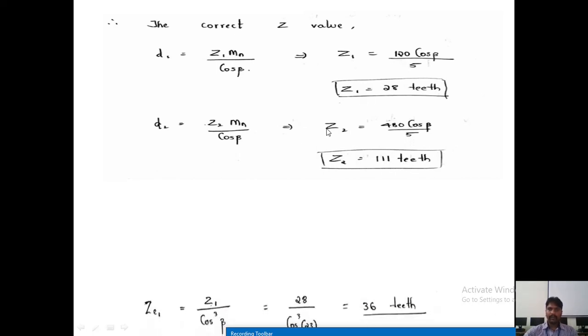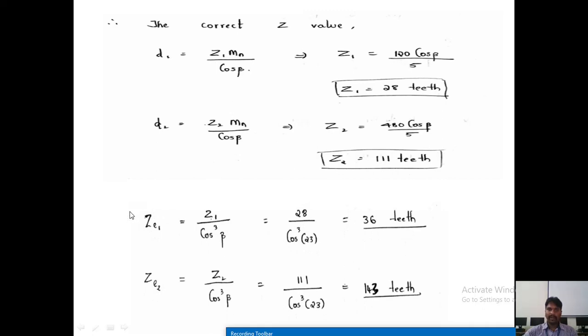What we actually require is the equivalent number of teeth on the helical gear. The equivalent number of teeth is given by the actual number of teeth on the spur gear divided by cos cube beta, where beta is the helix angle. This equation is available in the data handbook. Please refer to the data handbook for all these equations. So Z1 is known, divided by cos cube beta. So the equivalent number of teeth on the pinion is 36 teeth. This is the corrected value of teeth. ZE2 is equal to Z2 divided by cos cube beta. Z2 is known, 111 divided by cos cube 23 degree. So Z equivalent on the gear is equal to 143 teeth. This is the corrected value of teeth once we calculate the module.